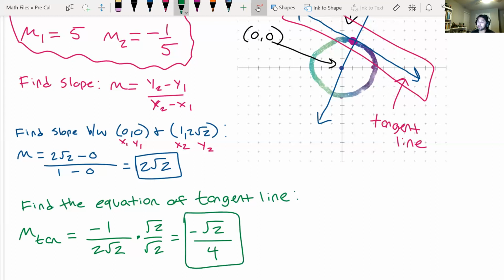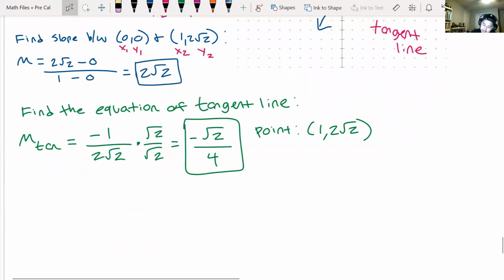And I said the other ingredient we need is a point. Well, the point that the tangent line crosses through is the one they gave us in the very beginning. 1, 2 square root of 2. Now we have the 2 ingredients we need. The point 1, 2 square root of 2, and the slope of the tangent line. So now let me introduce you to another formula called the point slope formula. And what's great about this formula is it tells you what you need. It tells you, hey, you need a point and a slope, which we have both. So this is called point slope.